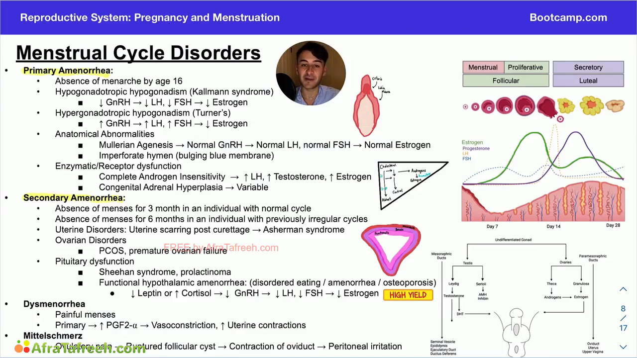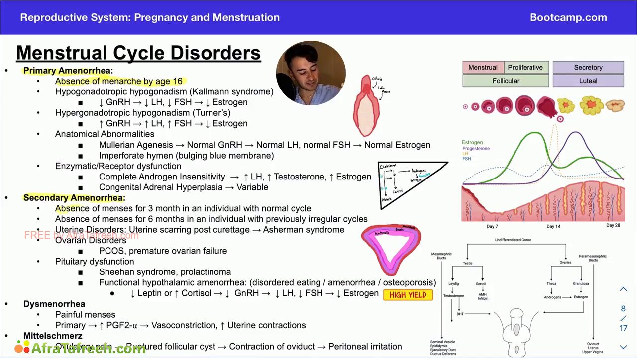Primary amenorrhea is when a person does not experience a menstrual cycle by 16 years old. So they've gotten all the way up to 16 years old and they still have not experienced menses. And then secondary amenorrhea is absence of menses for greater than 3 months in a person who had a previously normal menstrual cycle, or absence of menses for 6 months in a person who previously had an abnormal cycle.